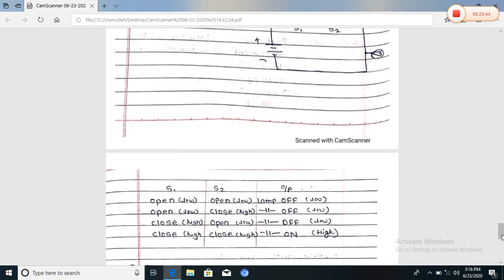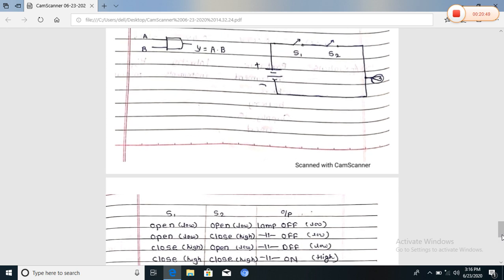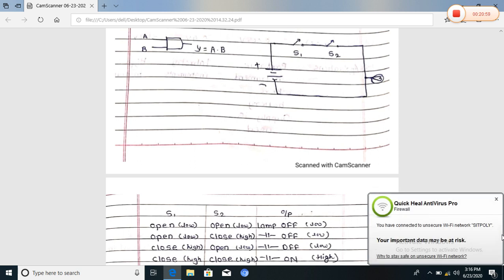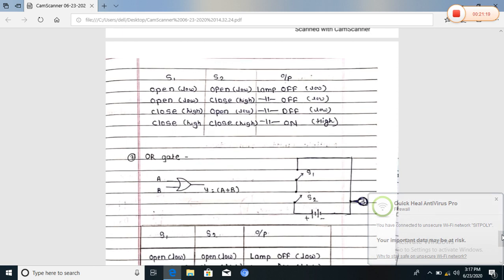Next condition, when S1 is high, S1 is close, and S2 is close, both conditions are high. In the truth table of the AND gate, that last condition is A is equal to 1, B is equal to 1, both inputs are 1, output is 1. That condition is applied in the switching circuit. S1 is close, S2 is close, both are high, the output LED is on, that is high. This is the AND gate in a switching equivalent circuit that we studied.